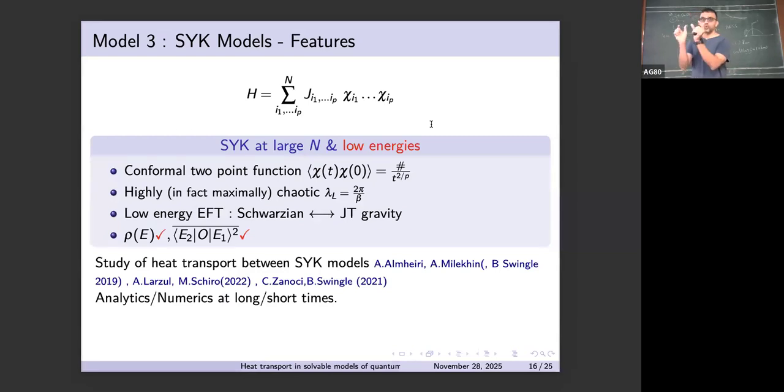So what happens if you take 2 SYK systems and put them in contact, just like the thing that I did? There is existing literature on it. I will not say much about it. The only thing I'll say is that whatever they get, we also get. So I won't say much about it.